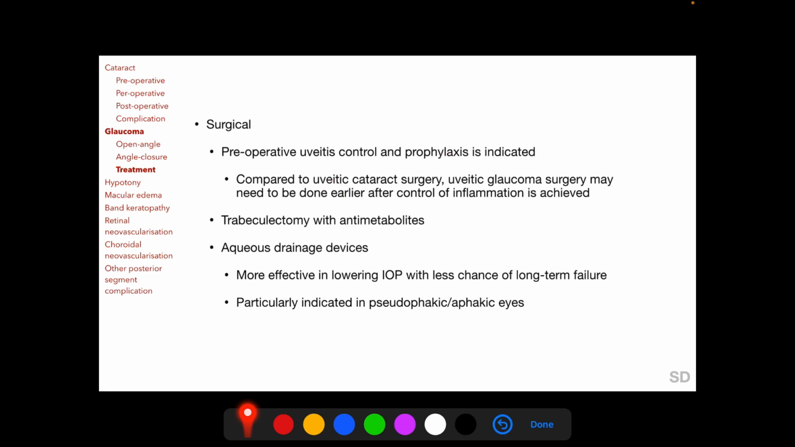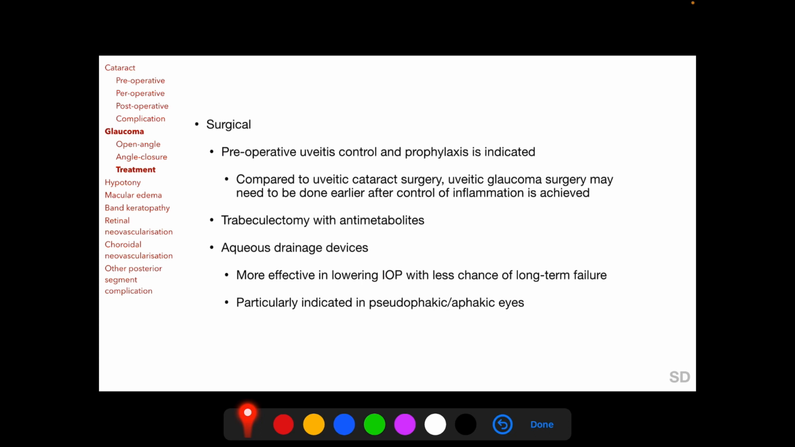But whereas in uveitic cataract surgery, preoperative control of inflammation is recommended for 3 months, uveitic glaucoma surgery may need to be done earlier after control of inflammation to normalize the intraocular pressure as quickly as possible and prevent further optic nerve damage. Trabeculectomy alone without antimetabolites usually fails in uveitis, and trabeculectomy with antimetabolites is one modality of surgical therapy for uveitic glaucoma. Compared to trabeculectomy with antimetabolites, aqueous drainage devices are more effective in lowering intraocular pressure with less chance of long-term failure in patients with uveitic glaucoma.